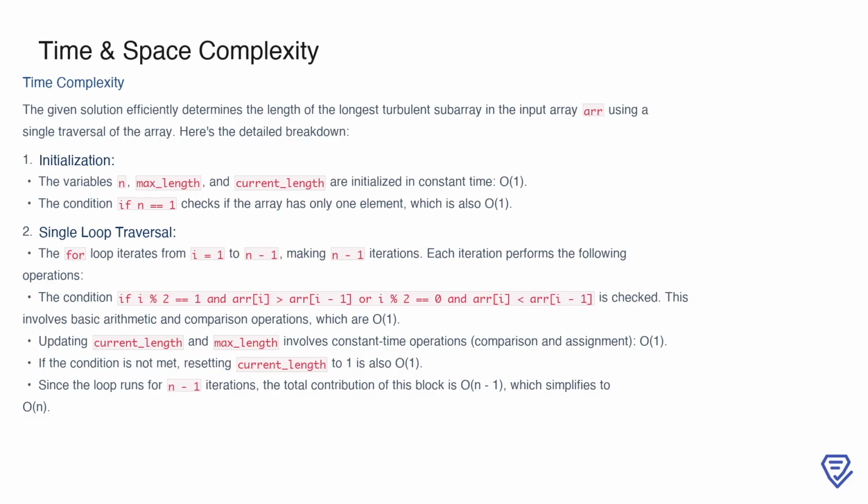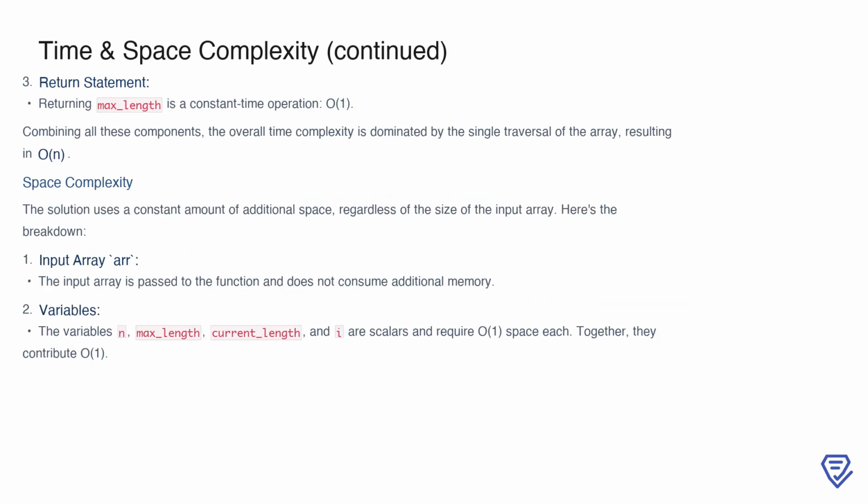Therefore, the overall time complexity is primarily determined by this loop, making it O(n). After the loop finishes, the algorithm concludes with a return statement that outputs max_length. Returning a value is a constant time operation, O(1). Combining all the steps, the algorithm's total time complexity is O(n), because the loop dominates the runtime.